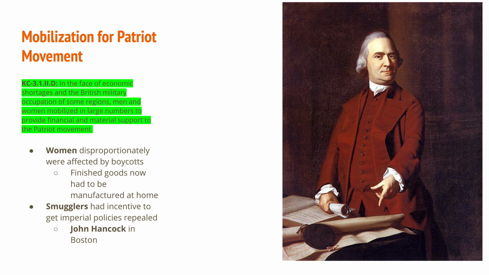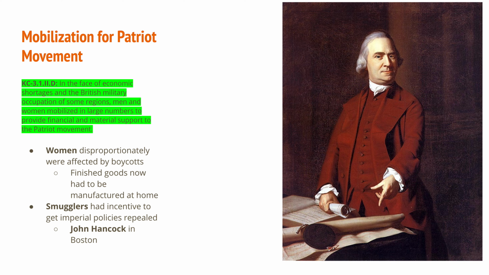And then our next key concept says, in the face of economic shortages and the British military occupation of some regions, men and women mobilized in large numbers to provide financial and material support to the Patriot movement. So here's where we want to focus on women a little bit more, because the non-importation agreements and the boycotts disproportionately affected them, because all of the finished goods that were coming from England now had to be replaced by manufactured goods from home. So women now had to spend extra time on top of their other duties creating the goods that they could not purchase from England in order to maintain loyalty to this resistance movement.